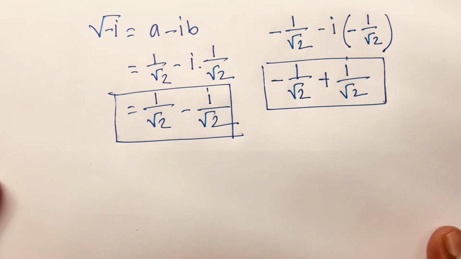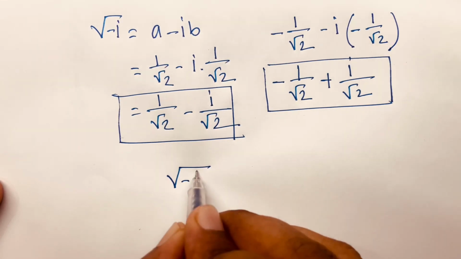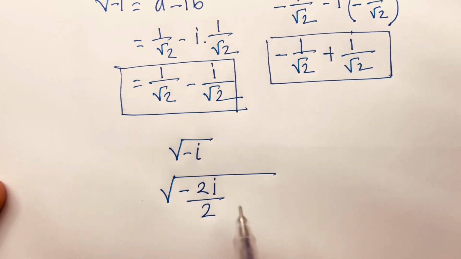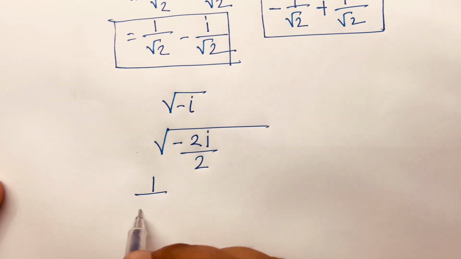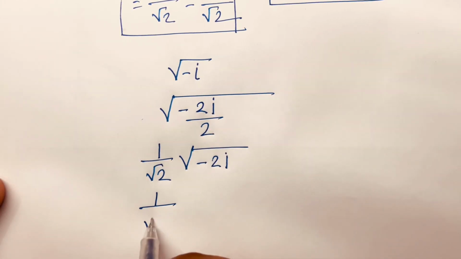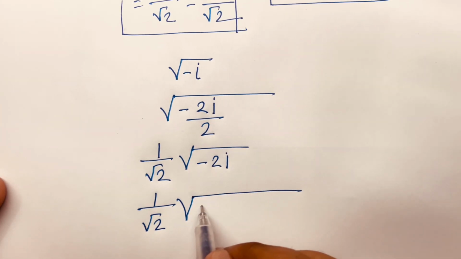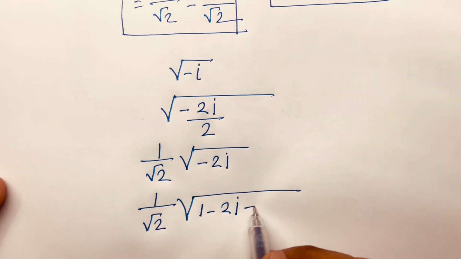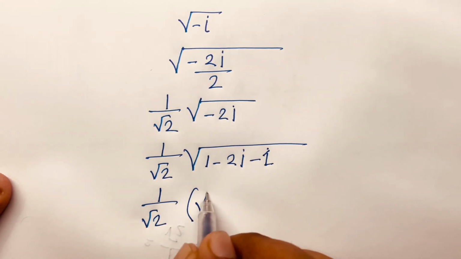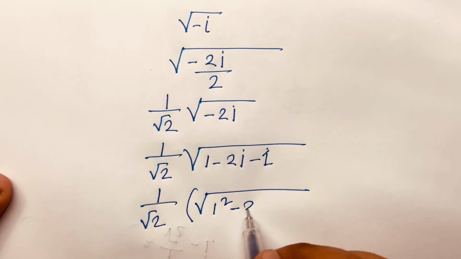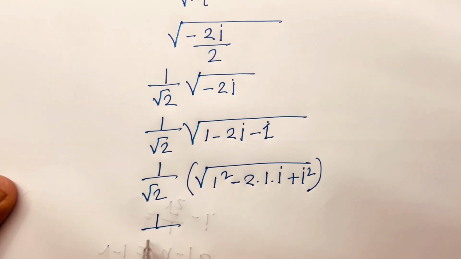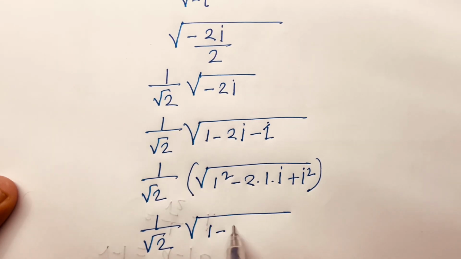Now I solve this question by another method. We know that the square root of minus i is the square root of minus 2i over 2. Then it will be 1 over square root 2 times the square root of minus 2i. Here the square root of minus 2i will be the square root of 1 minus 2i minus 1. Then I can say 1 over square root 2 and it will be the square root of 1 square minus 2 times 1 times i plus i square. Because i square is minus 1, then it will be 1 over square root 2 times the square root of (1 minus i) whole square.